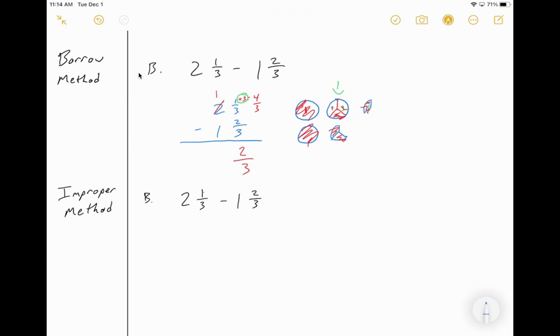Let's see. So 2 1/3 as an improper fraction. Remember, we do 2 times 3 plus 1. So that's 7 over 3. And then we have 1 2/3, which is 1 times 3 plus 2, which is 5 over 3. And then we subtract. 7 over 3 minus 5 over 3 is simply 2 over 3.